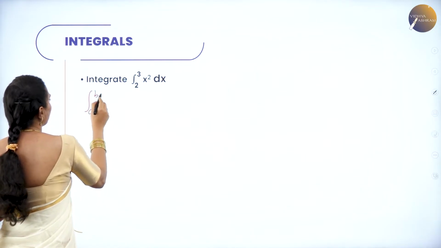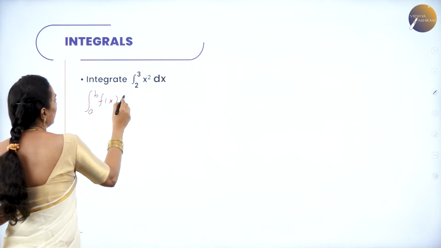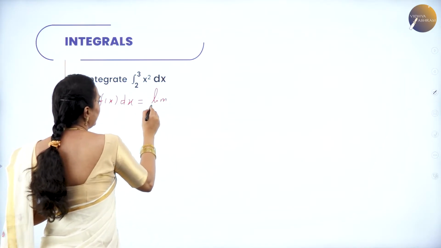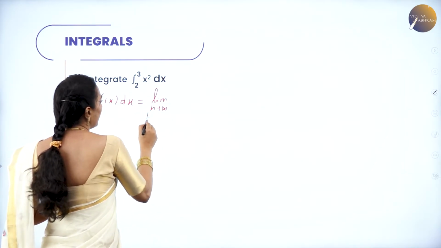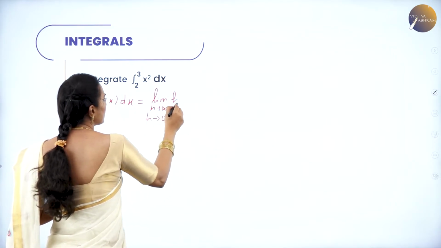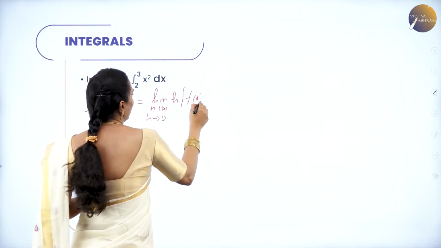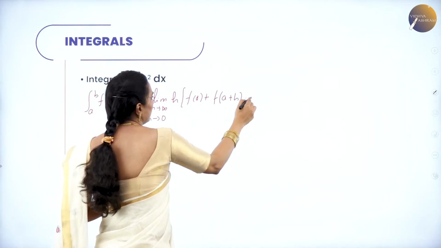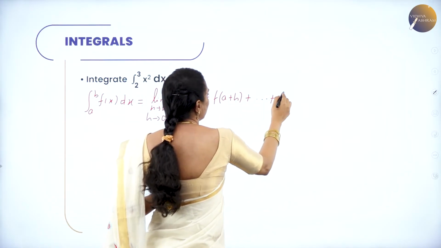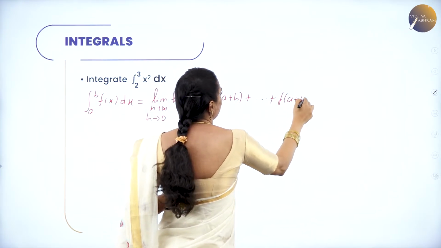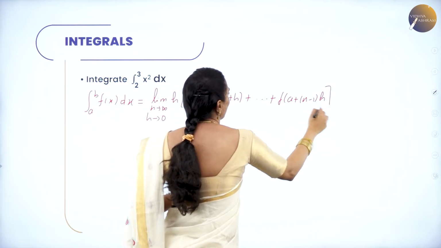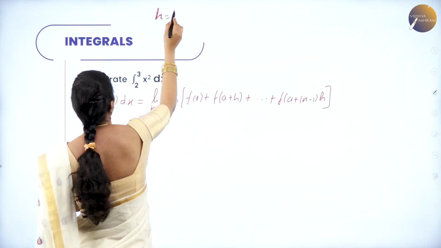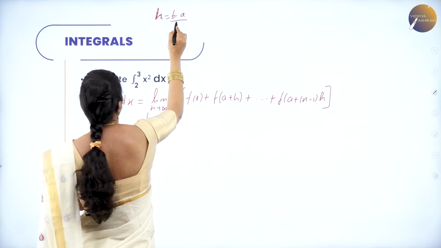Integral from a to b of f of x into dx is equal to limit as n tends to infinity, h tending to 0, h into f of a plus f of a plus h plus etc. plus f of a plus n minus 1 into h. Okay, now you are having h is equal to b minus a divided by n.